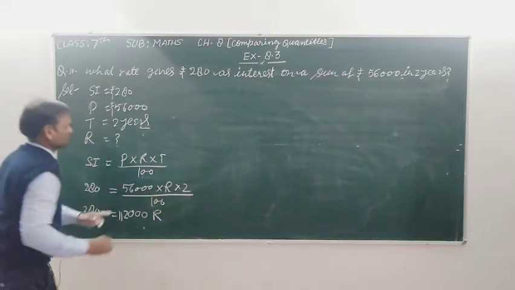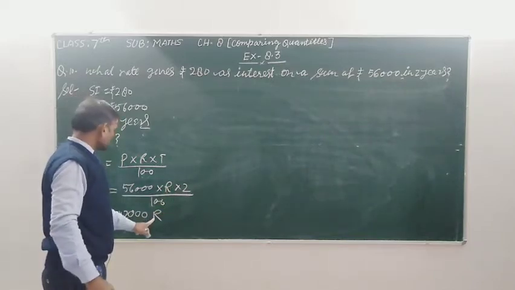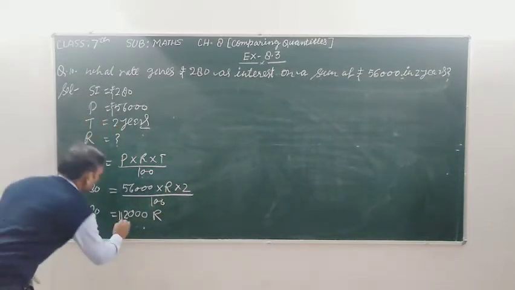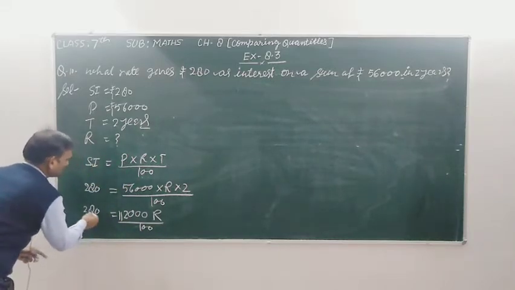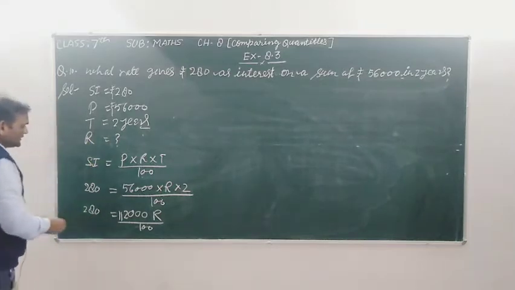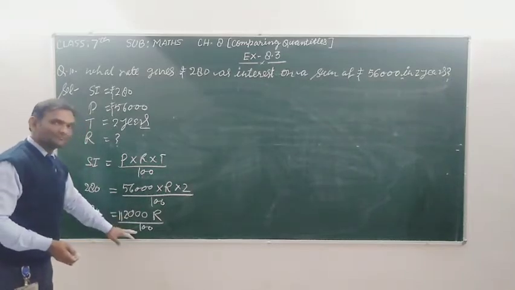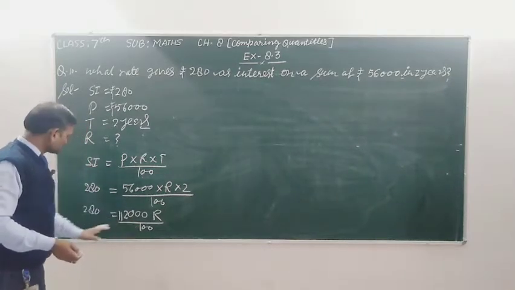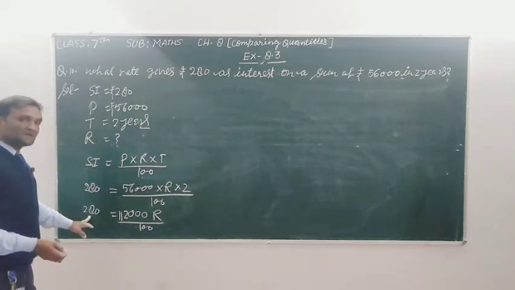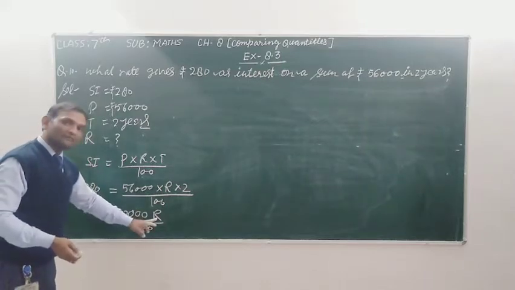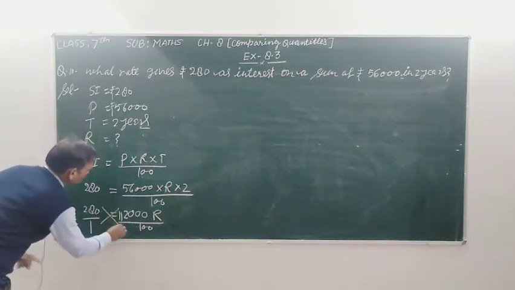R. After R, this R we have to multiply in this number upon 100 is equal to 280. Now, student, you are seeing here that the right side is in fraction form. So, we have to make the left side in fraction form also. After this, by cross multiplication, we will be able to find out the value of R. So, we can make the denominator as 1. Now, cross multiply, student, here.